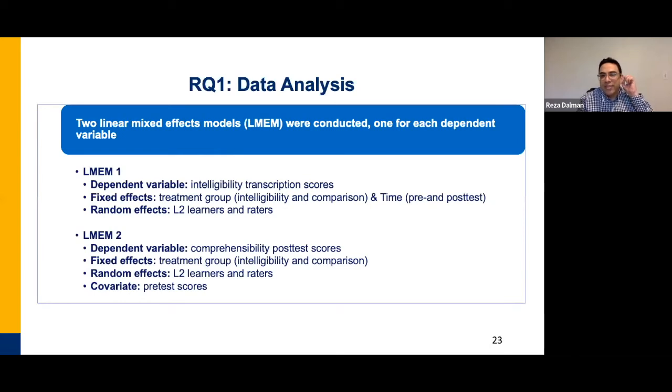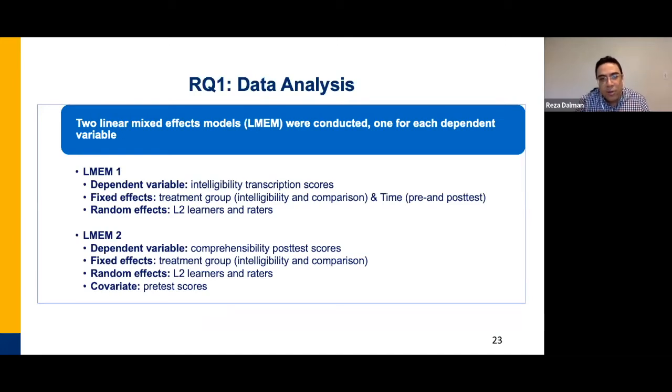To answer the first research question, I used 2 linear mixed effect models, one for each of the dependent variables. In the first model, the dependent variable was the intelligibility transcription scores. The fixed effects were the treatment group, intelligibility and comparison, and the time, pre-test and post-test. And the random effects were L2 learners and raters.